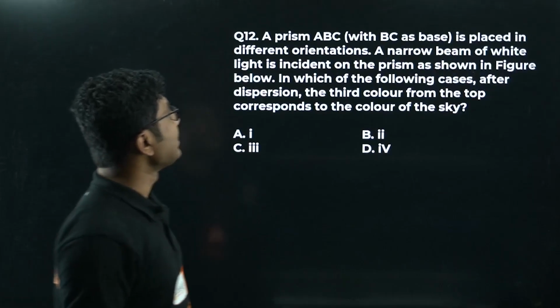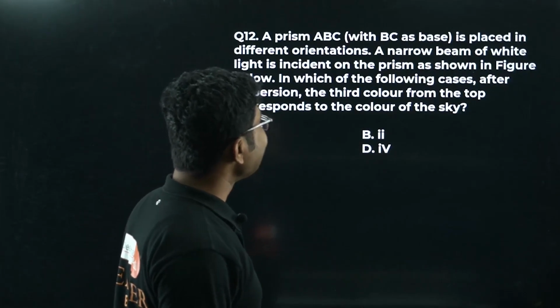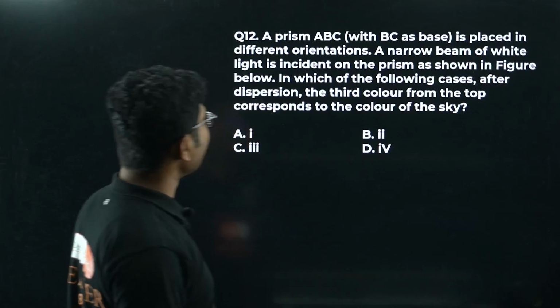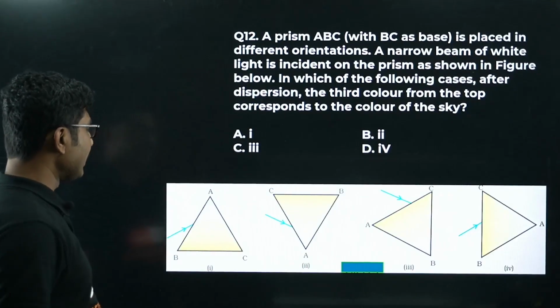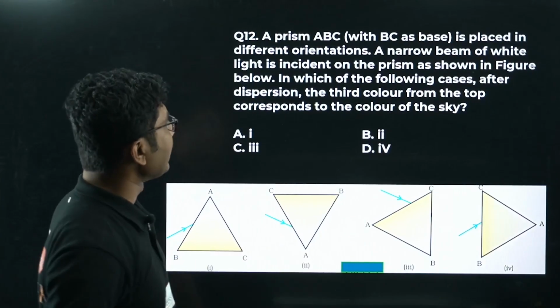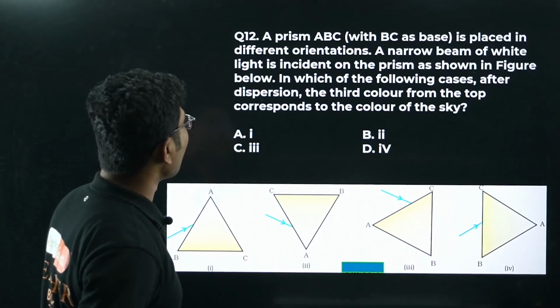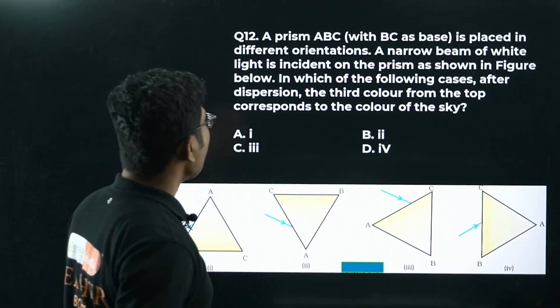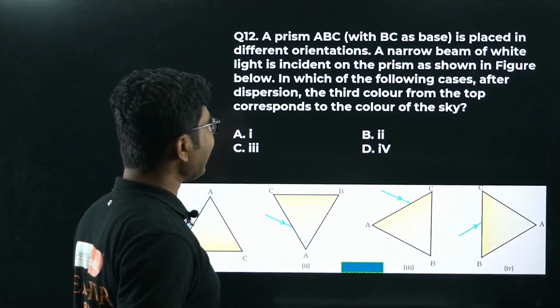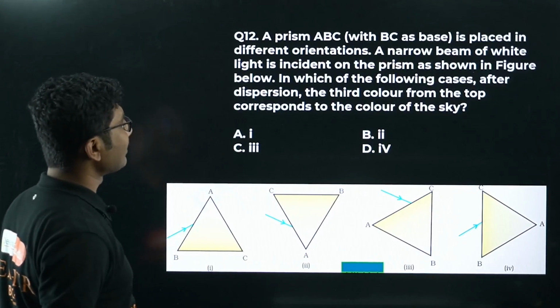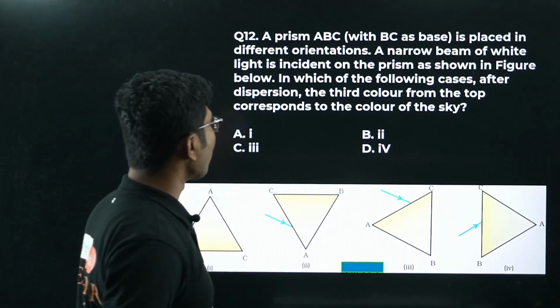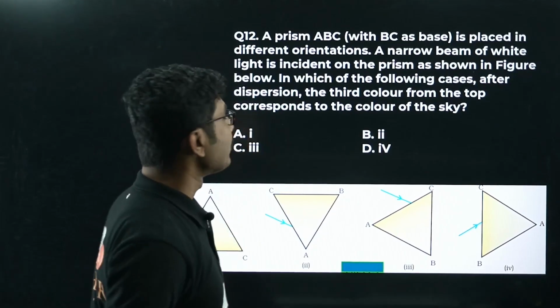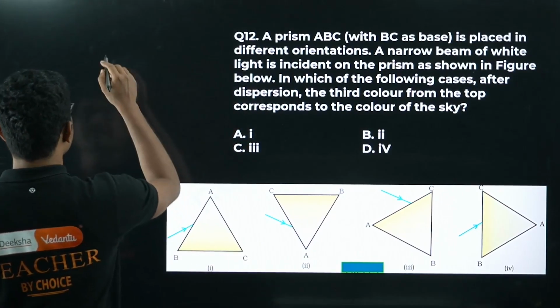Next question: a prism ABC with BC as base is placed in different orientations. So if you can see, there are 3 different orientations. A narrow beam of white light is incident on the prism as shown in the figure below. In which of the following cases after the dispersion the third color from the top corresponds to the color of the sky? So what is the color of the sky? The color of the sky is blue.